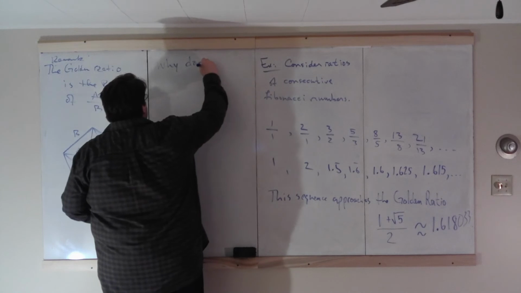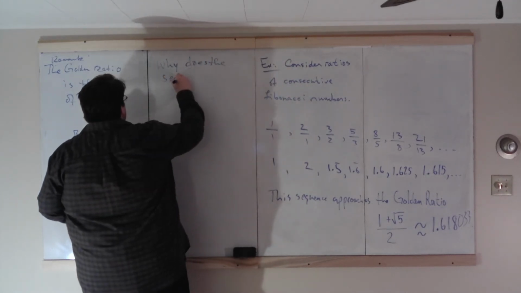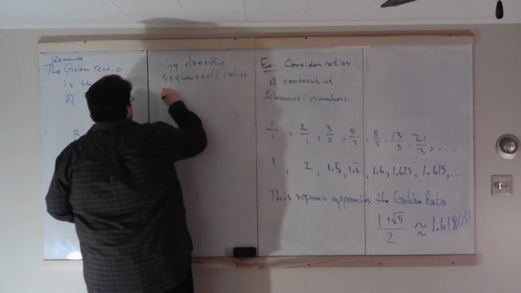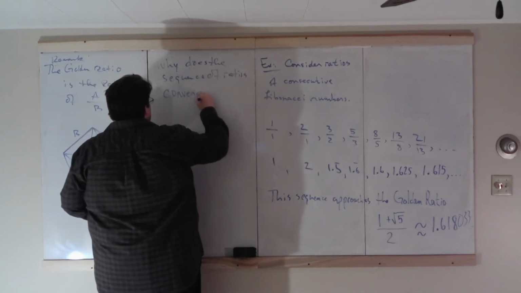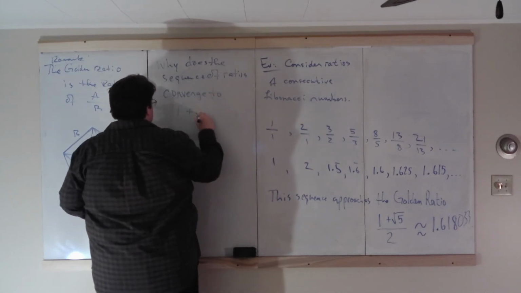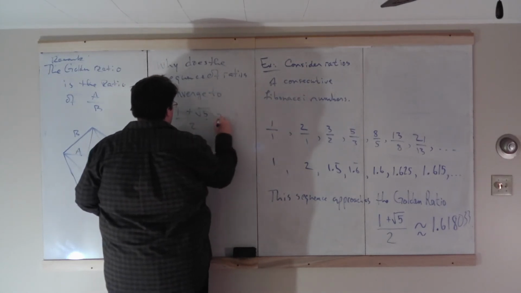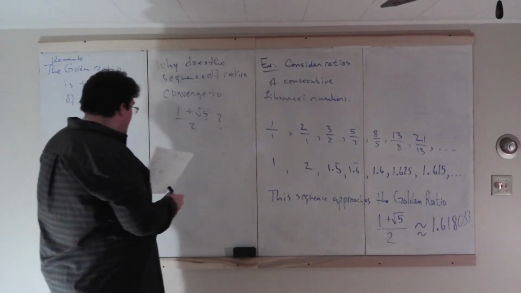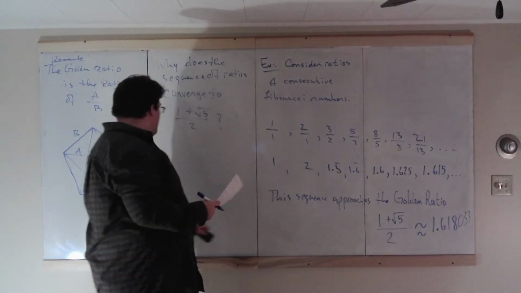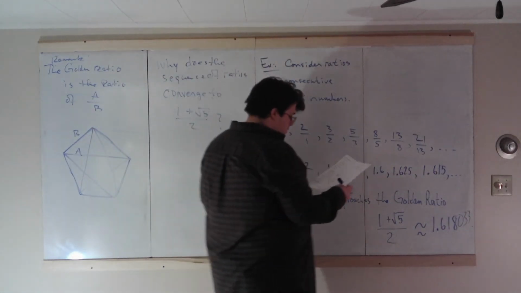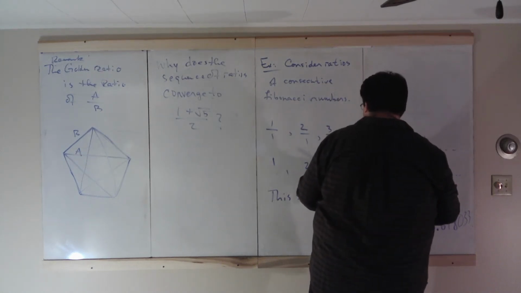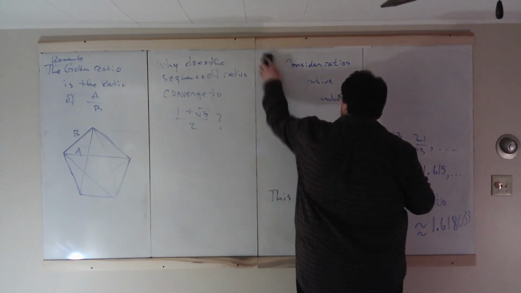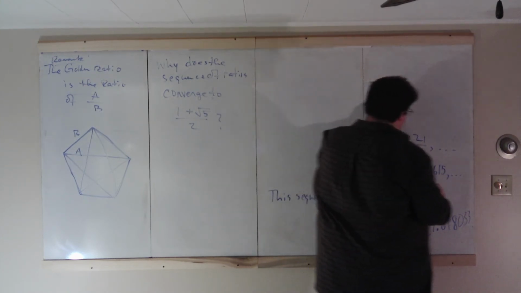Why does the sequence of ratios converge to 1 plus root 5 over 2? So I just told you it converges to that. Why does it converge to that? Well, I'll provide a proof. It does require some algebra, quadratic formula. But that's okay.